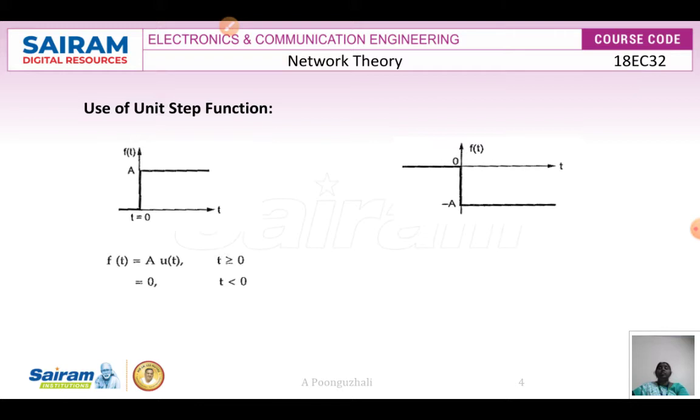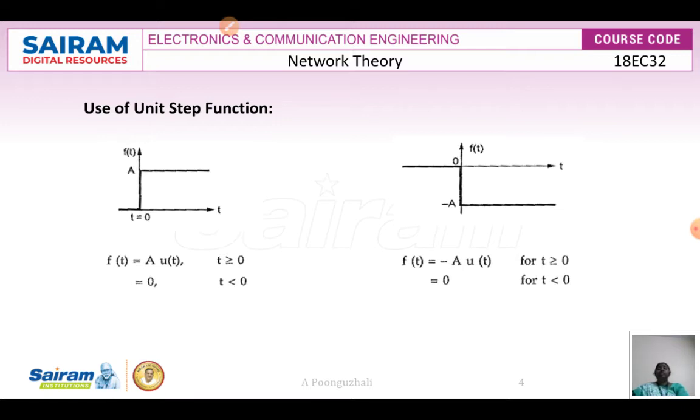So here, if the waveform is shifted to the negative axis, my amplitude is going to be 0 minus of minus a. That means it is going in the negative direction, and the amplitude a in the negative direction is minus a. Total amplitude is going to be minus a. So I can write f of t is equivalent to minus a into u of t for t greater than or equal to 0 and 0 for t less than 0.